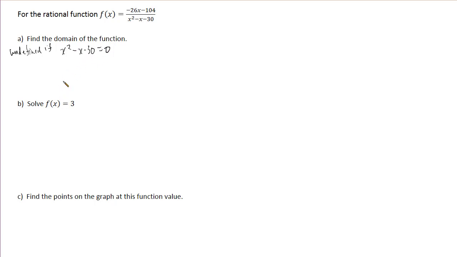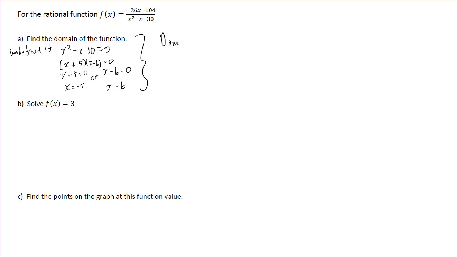Now we can solve this equation by factoring. x squared minus x minus 30 factors as x plus 5 times x minus 6. Since that's equal to 0, x plus 5 is 0, which means that x is negative 5, or x minus 6 is 0, which implies that x is equal to 6. So there are two values of x for which the function will be undefined, and so for the domain, we must restrict the inputs so as to not include either of those values.